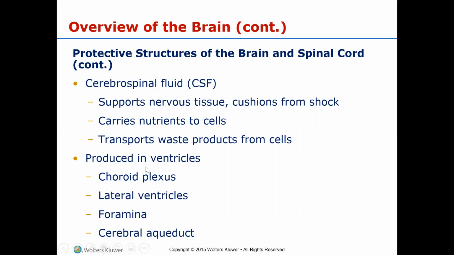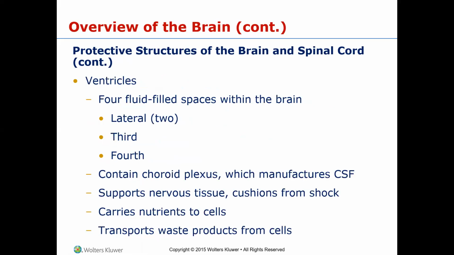So if we look at the cerebral spinal fluid, it's being produced in these 4 ventricles, and it's part of this choroid plexus, which is producing that fluid that is protecting the brain. We have 2 lateral ventricles, the foramina, and then the cerebral aqueduct. So if we look at the 4 fluid-filled spaces of the brain, as I said, we have 2 lateral, a third, and a fourth. The 4th ventricle actually is continuous down through the spinal cord.